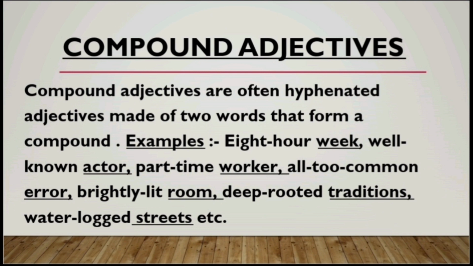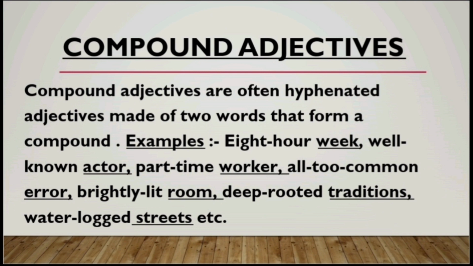Now here the next example, all-too-common error. How is the error? All too common. All-too-common is a compound adjective which is made up of three adjectives. The next example before you all is brightly lit room. So how's the room? It is brightly lit. The next example is deep-rooted tradition. What kind of traditions? Deep-rooted. So deep-rooted is an adjective describing the noun traditions.